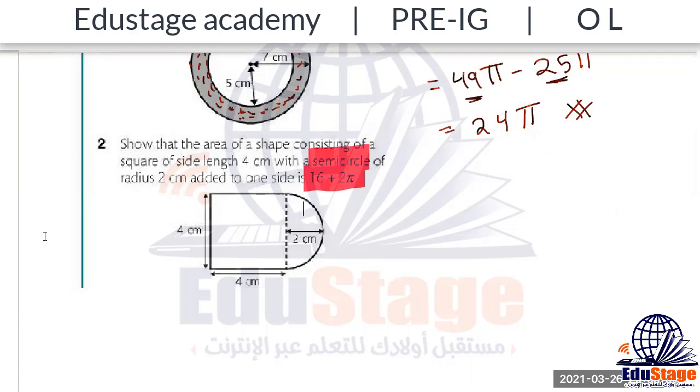So here you need to calculate 2 shapes, yes? The square, this one, and the yellow part, which is the semicircle. So what do you think now? We need to find how many areas? 2 areas. The area of the square, this one, and the area of the semicircle.